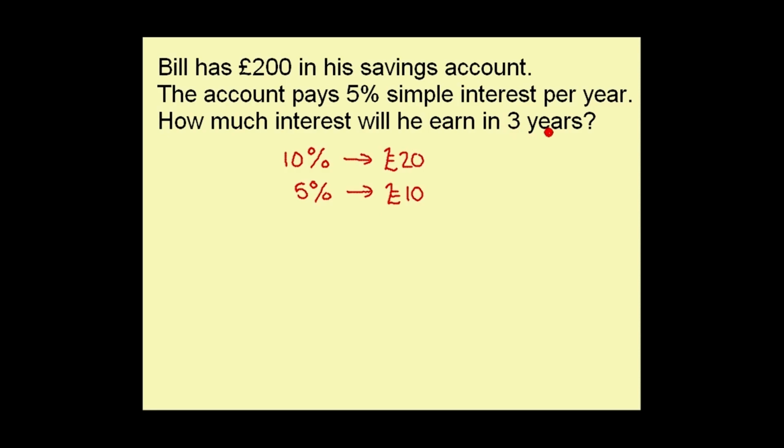He's leaving the money in the bank for 3 years, so I'm going to multiply this by 3. 3 times £10 is £30. So in 3 years, he earns £30 interest.